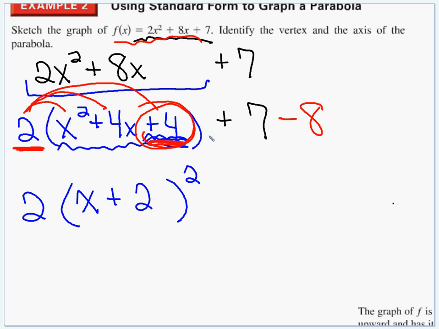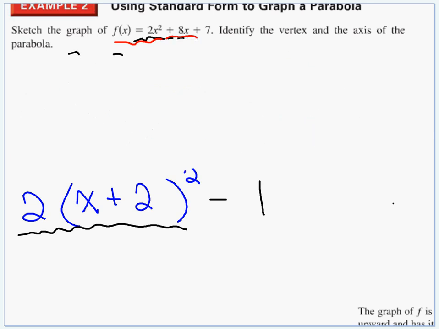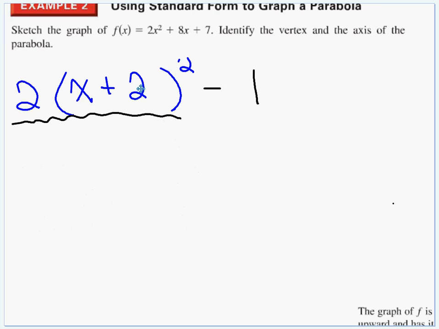Okay, so going on here. So this part is looking good. Let's just clean this up. We've got a plus 7 and a minus 8, so that's a minus 1. Now we are in standard form. Once we're in standard form, it's easy to identify the vertex and the axis, and then that'll make it pretty simple to graph.